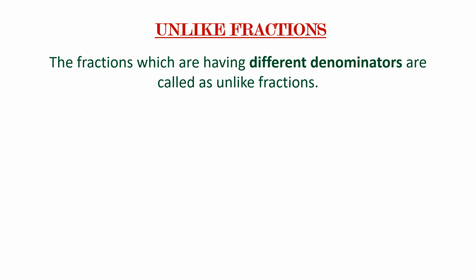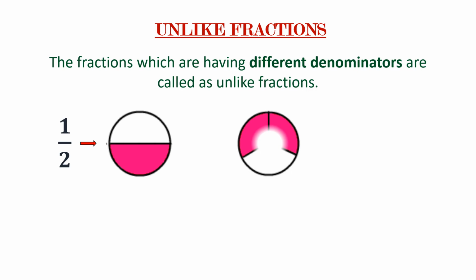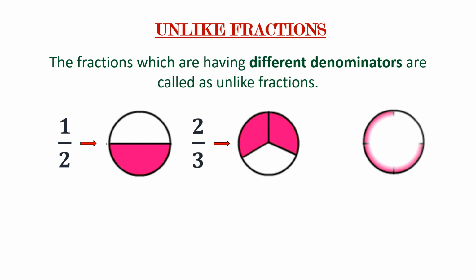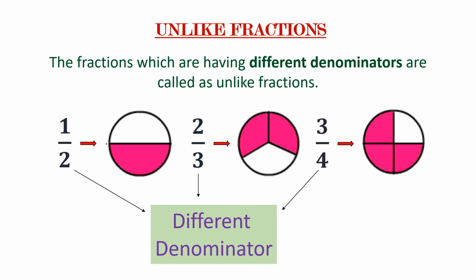Unlike fractions, as the name itself says, they are unlike. In other words, the fractions which have different denominators are called unlike fractions. For example, 1/2, 2/3 and 3/4 are unlike fractions because their denominators 2, 3 and 4 are different.